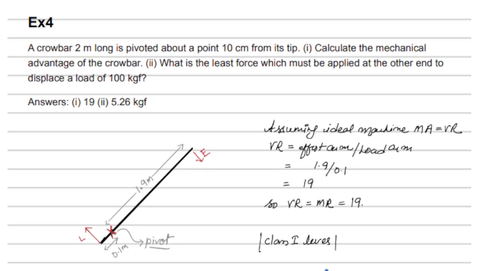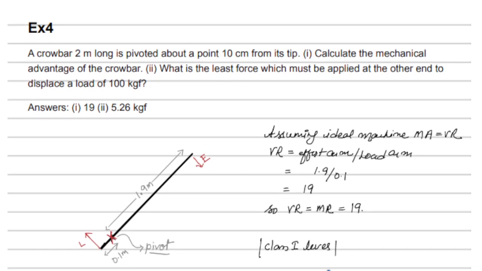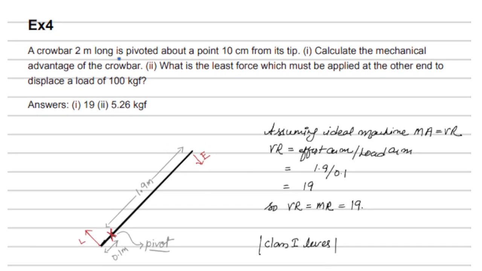Let's go to the next example. A crowbar 2 meter long is pivoted about a point 10 centimeter from its tip. Calculate the mechanical advantage of the crowbar. What is the least force which must be applied at the other end to displace a load of 10 kgf?